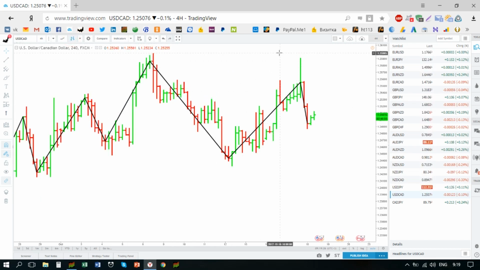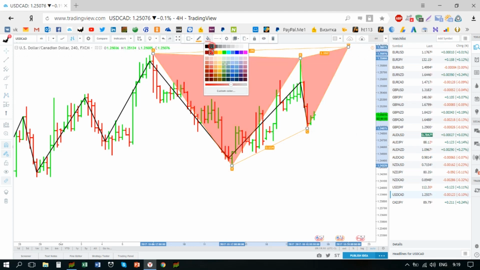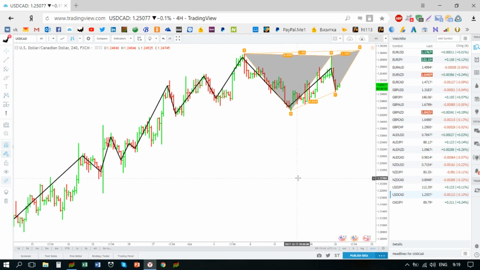Aha, the butterfly advanced formation, very far from completion, but still it should be paid attention to. And the butterfly is gray. Okay, the analysis is done.